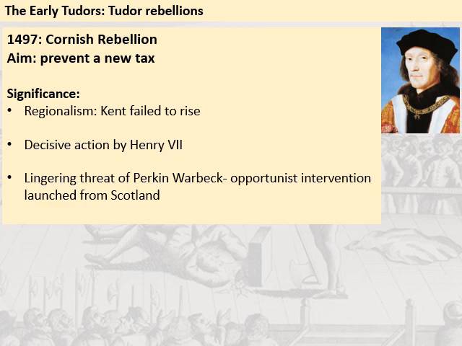Now, his intervention had been launched from Scotland, hence the importance of Scotland to the Tudor monarchs. But after he lands, he's defeated at Exeter. He's taken then eventually into prison, and that marks the end of him as a threat. And that had been going on for a number of years.